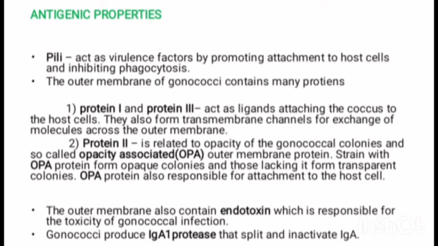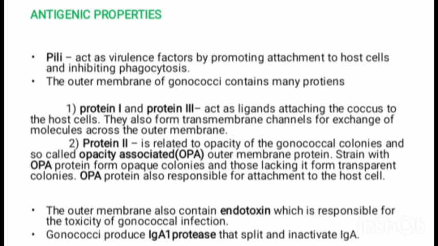Okay, next we have antigenic properties. Here, gonococci are antigenically heterogeneous, and this gonococci have antigenic structures like pili, outer membrane protein, then an endotoxin, and also produce an enzyme known as IgA1 protease. These are the antigenic structures that are present in the Neisseria gonorrhoeae.